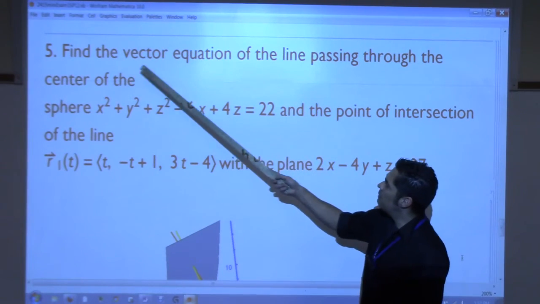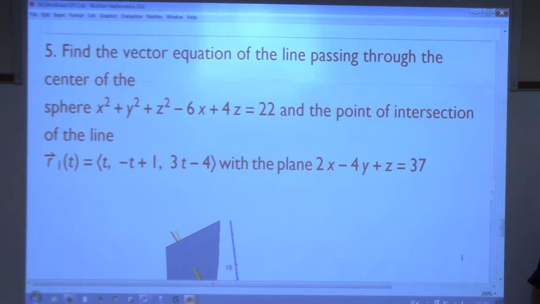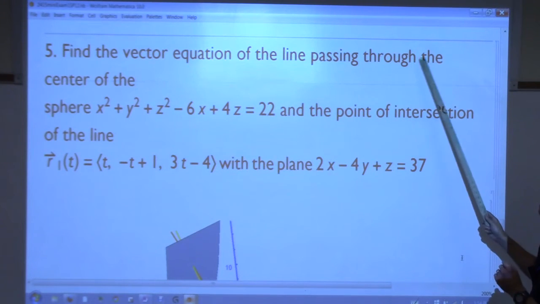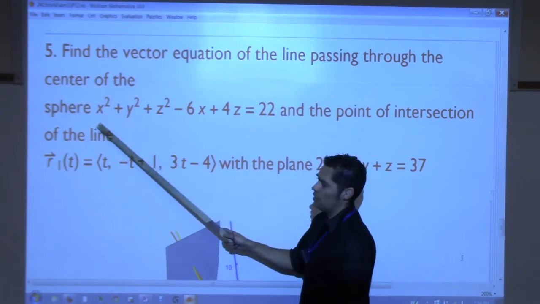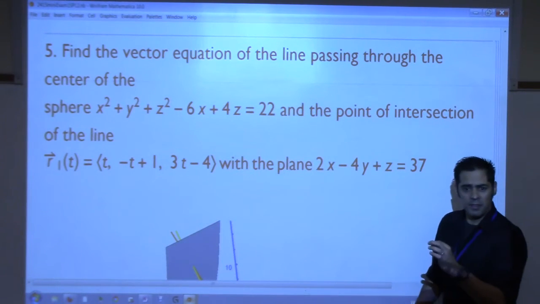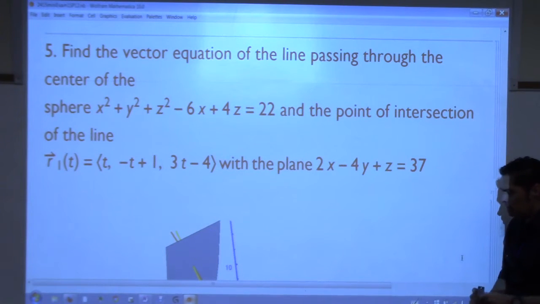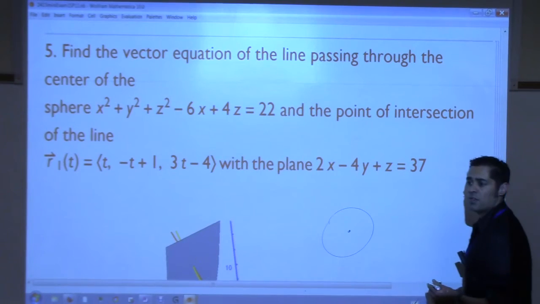Find the vector equation of the line. What does that mean you need? A point and a direction vector. R naught and V, right? R naught and V, you're in business. Find the vector equation of the line that passes through the center of a sphere. So the center of a sphere is a point, right? So we're trying to find the vector equation of the line, and I'm telling you that the center of this sphere lives on that line.